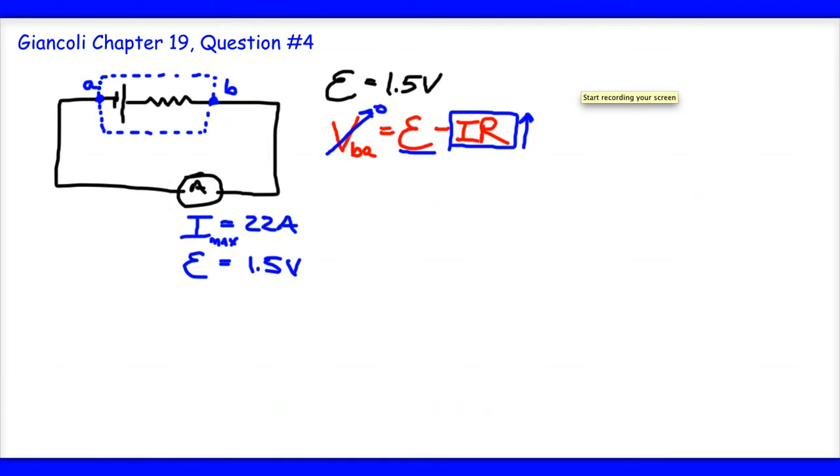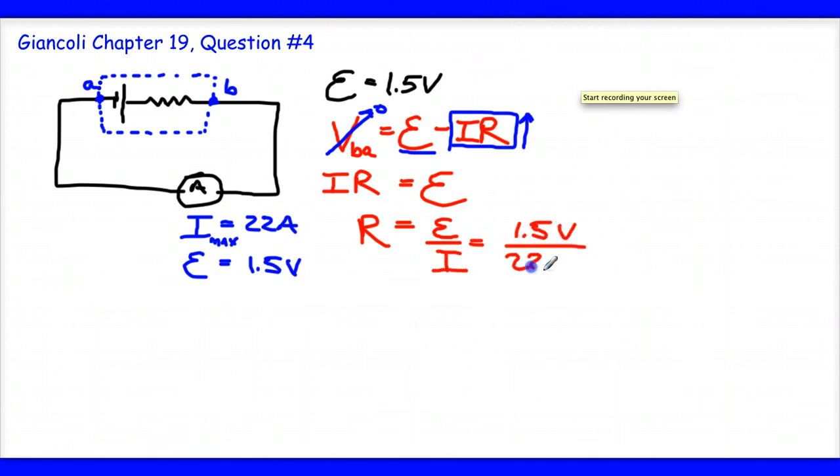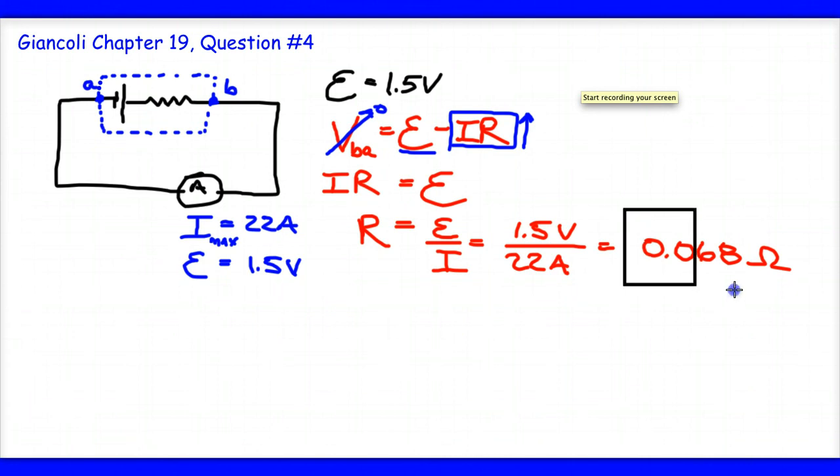We're ultimately left with the EMF of the battery, or its rated voltage, equal to the internal resistance times the total current coming out of the battery. At this point, it's pretty straightforward to solve. I'm solving for the internal resistance R of the battery. That's going to give me E over I, or in this case, 1.5 volts over 22 amps. When I do that, I get 0.068 ohms as my answer for the internal resistance of this battery.